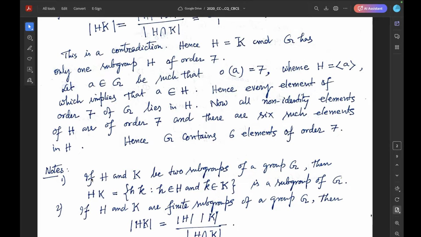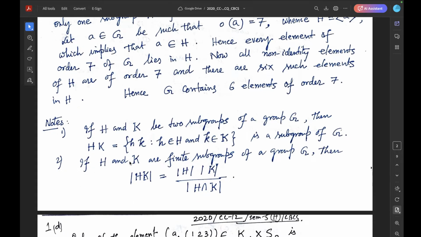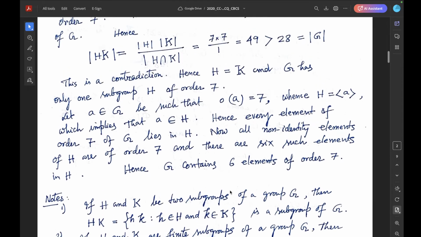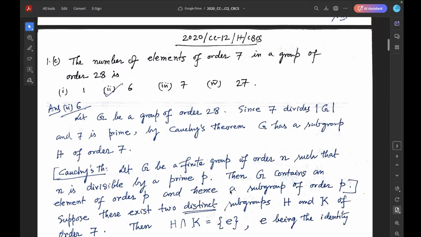Note that if H and K be two subgroups of a group G, then HK, this is the set of all those products hk such that h belongs to H and k belongs to K, is a subgroup of G. If H and K are finite subgroups of a group G, then order of HK equal to order of H into order of K divided by order of H intersection K. Hence G contains 6 elements of order 7. Correct option is 2.